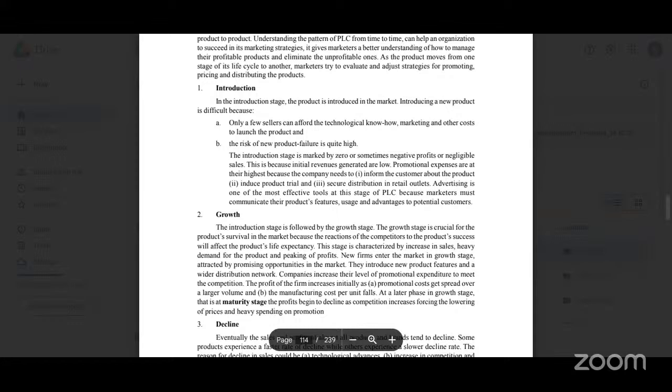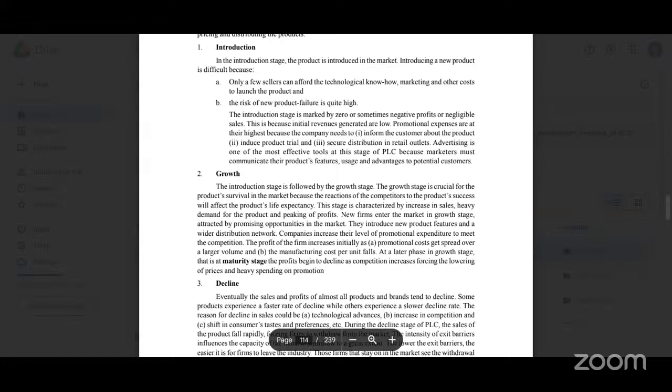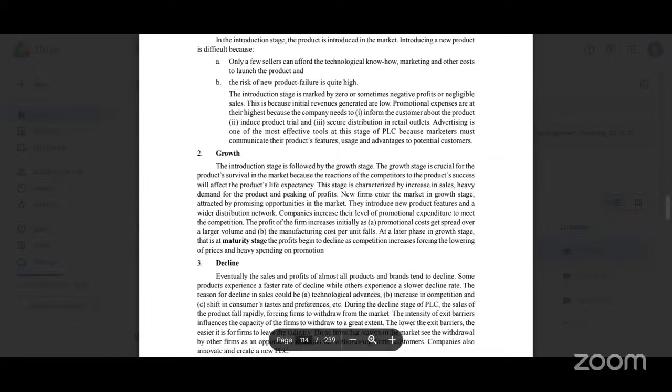So, introduction. In the introduction stage, the product is introduced in the market. This is a difficult stage because only a few sellers may be present. They may not have the technological know-how. The marketing and other costs are usually high to launch a product. There is a risk attached to launching a new product. So the introduction stage is marked by zero or sometimes negative profits, or even if there are profits, they may be very negligible.